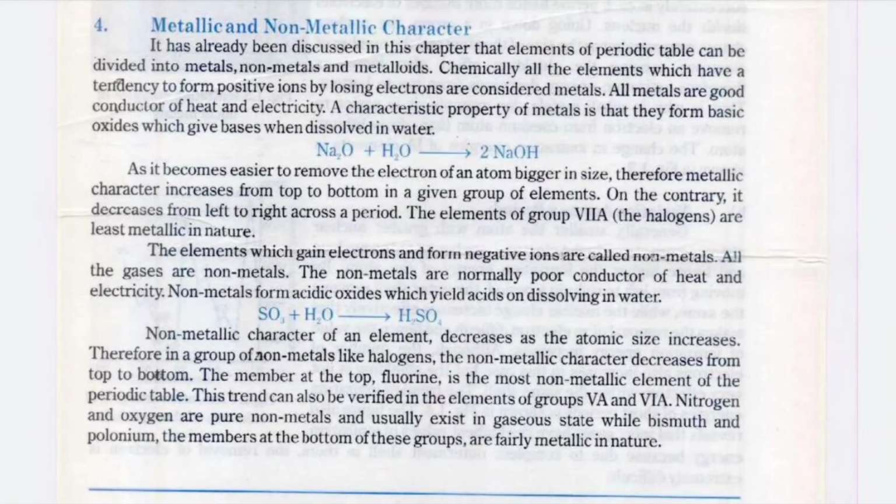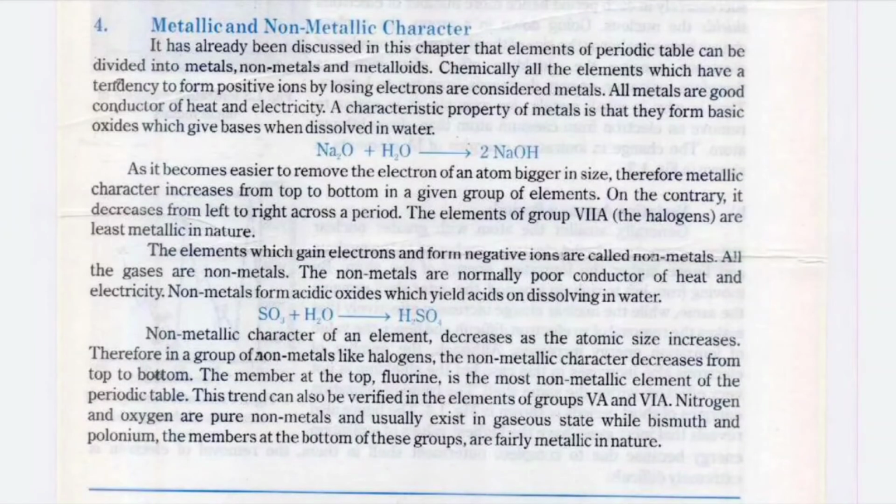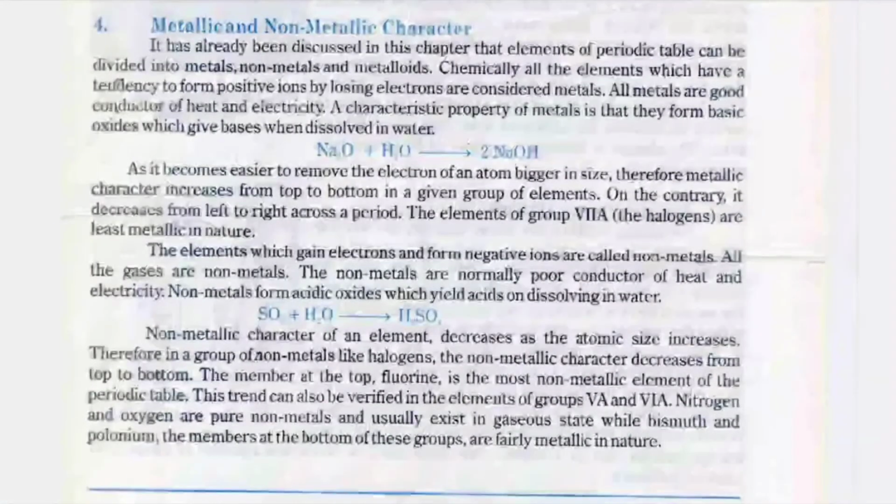and by keeping in view the image of the periodic table, we can say that when we move top to bottom in any group, the non-metallic character decreases, and when we move from group 1A, 2A towards the 3A, 4A, 5A, towards the 7A, the non-metallic character increases. And as we know, fluorine, which is the representative element of the halogens, belongs to group 7A, and is most non-metallic in nature.